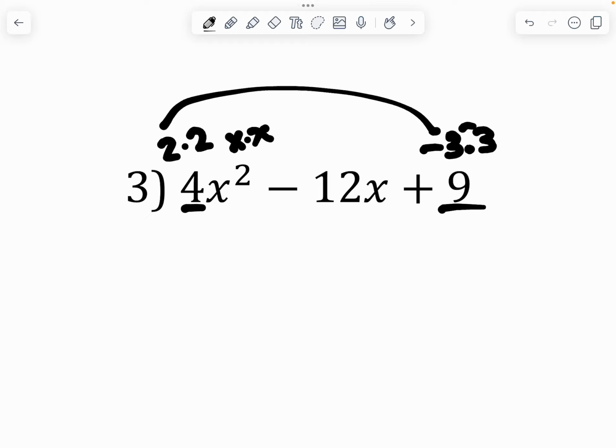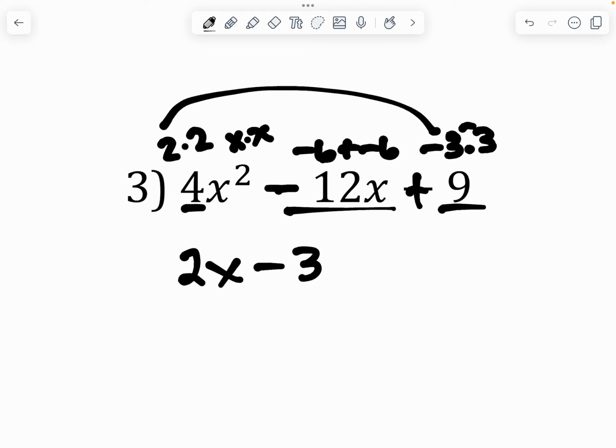So this is negative and negative because we have a minus here. So negative 3 times negative 3. But then 2 times negative 3 is negative 6 plus negative 6. That gives me the negative 12 that I need for my middle term. We double it. So this is going to be 2x minus 3 quantity squared.